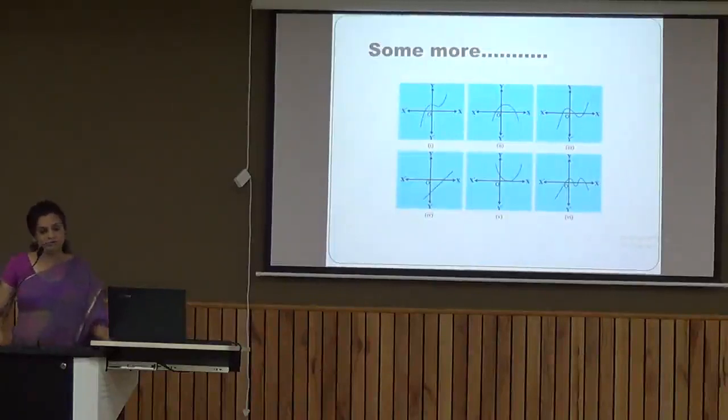These are 6 small graphs. If you can see, the first one intersects at 1 point, so 1 zero. The second one, 2 points, 2 zeros. The third one, how many? Tell me. Yes, 3. Fourth one, 1.